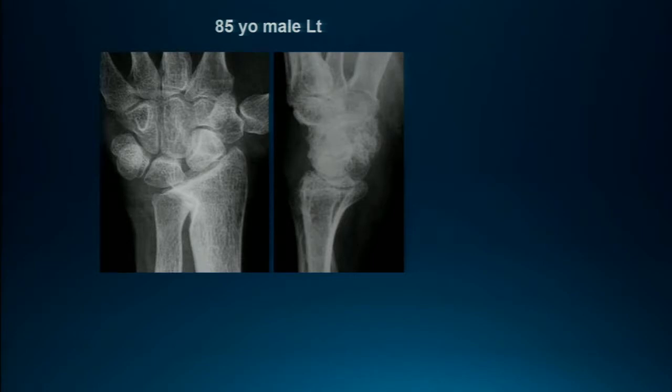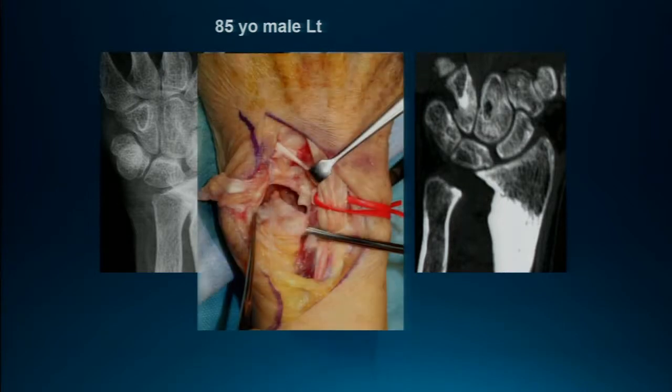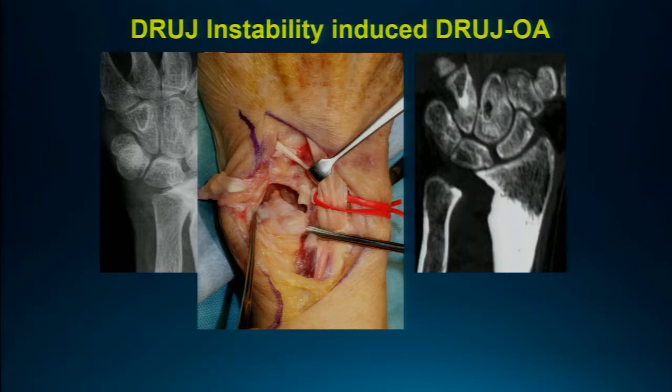This is another patient, an 85-year-old male, indicating DRUJ-OA, but there is no abutment syndrome. So why is the OA here in the DRUJ? In the CT, there is widening between the radius and the ulna. And so we did an open exploration, and there is no TFCC ligament. So this patient has DRUJ instability induced DRUJ-OA.